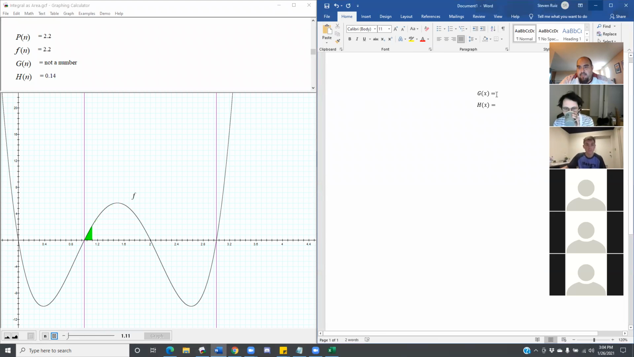So let's do this now. Let's come up with a mathematical expression for G. So I want to write a function, and basically what this function is going to do is give me any negative area between 2 and some value x. So someone give me some advice here. How would I write that function to give that value?